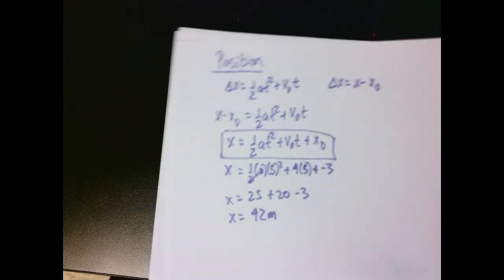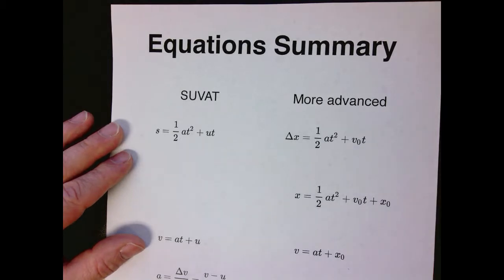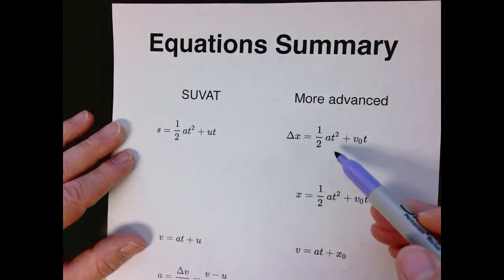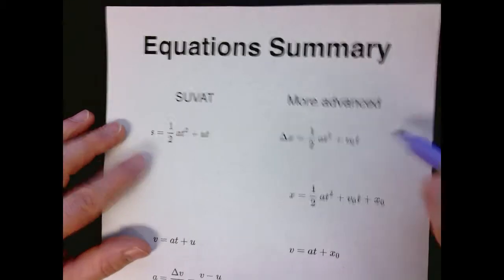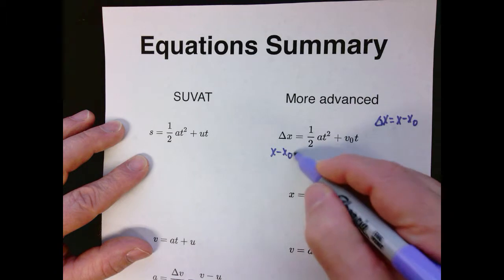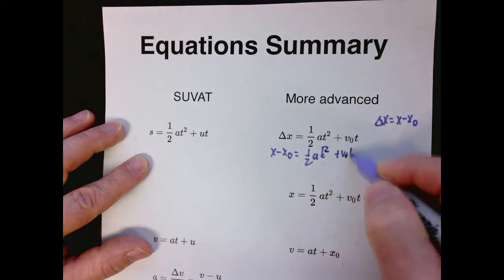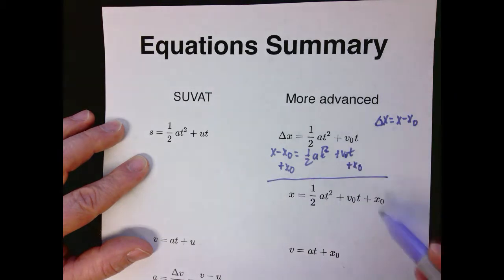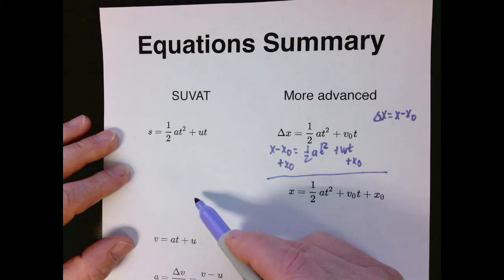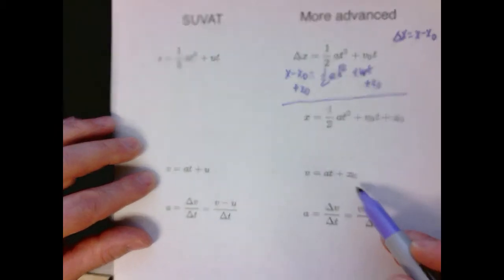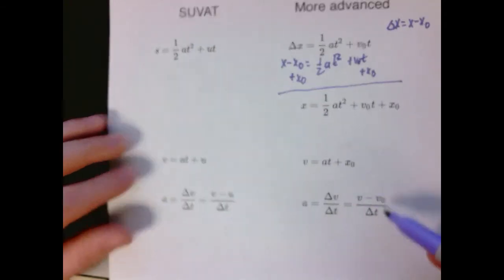So now let's quickly examine the summary of the formulas we've looked at in this screencast. Now these formulas should be looking very familiar to you. We have S equals 1/2 AT squared plus UT. This will give us the displacement. This one will give us the displacement. And as I just pointed out, delta x is x minus x0. So if we substitute x minus x0, and we add x0 to both sides, we end up with this equation for position, something we can't get with the SUVAT equation. The two formulas for velocity now take into account the initial velocity, being u in SUVAT and v0, and our acceleration equations remain the same.